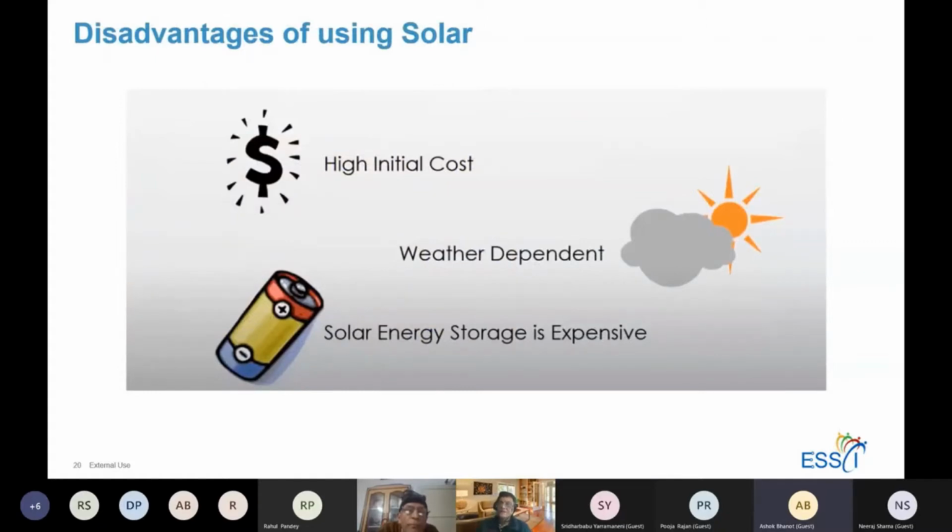It's high initial cost, the fact that it is weather dependent, and if you really want to ride the 24-hour cycles and the weather's vagaries, you need to have energy storage, and energy storage can be very expensive. A 200 mAh Exide battery can cost you anything between 18 to 20,000 rupees. So it is an expensive proposition.